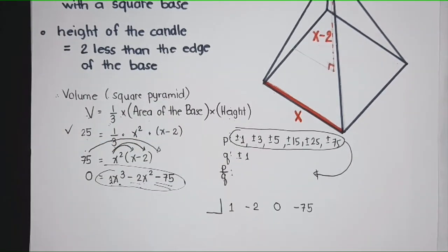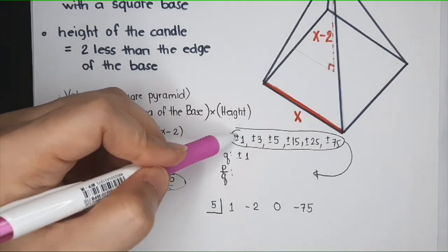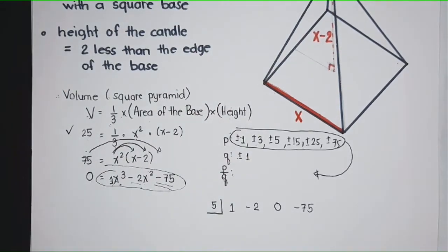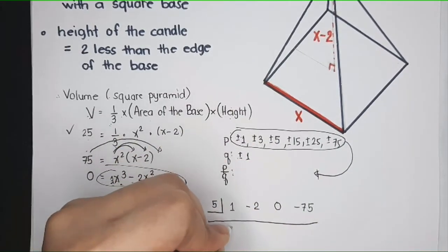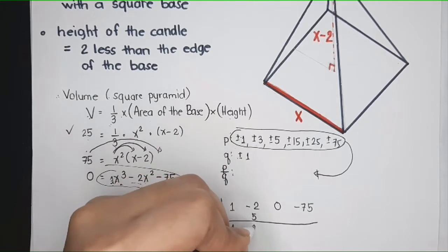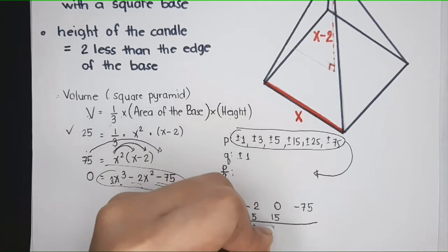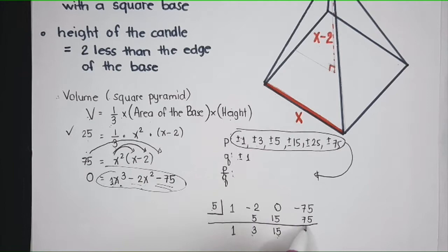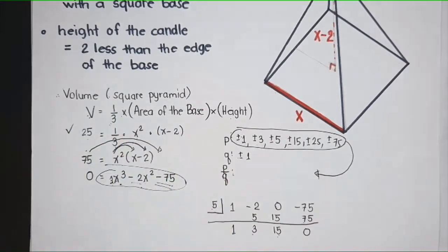So, sasabihin ko na yung sagot 5. Okay? Of course, I tried positive 1, positive 3, okay? And then positive 5. Okay? So, if you do that, you're going to have a bring down 1. 1 times 5, it's 5. You add, you get 3. 3 times 5, 15. You add, you get 15. 15 times 5, you get 75. And now, negative 75 plus 75, you get 0.